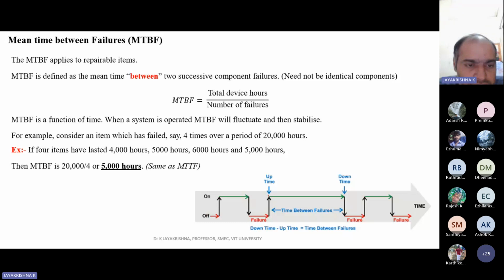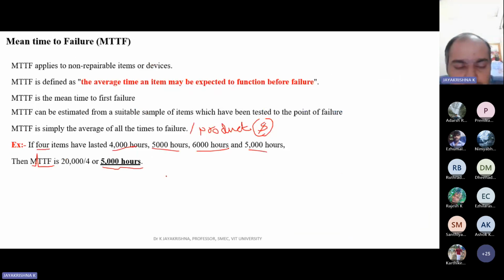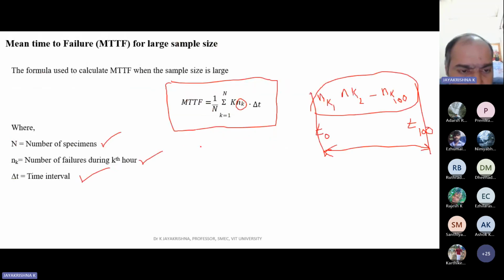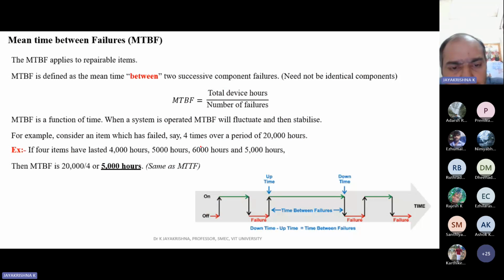In the previous case, what happened? Try to understand here: 4 different products failed at four different time intervals. Here, the same product has failed in 4 different durations. So that is the difference you should understand. Here it is the same item, but 4 different times it has failed. There it was 4 different items. So that is the difference you should understand.